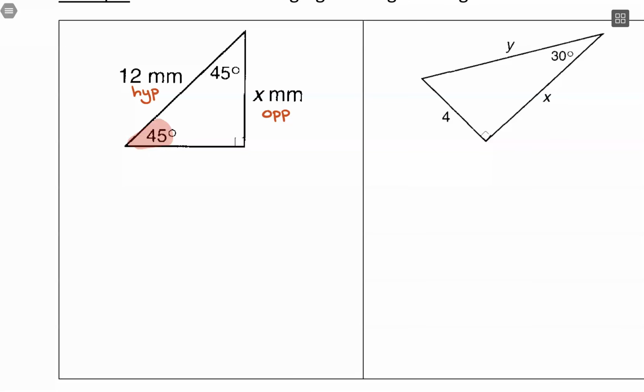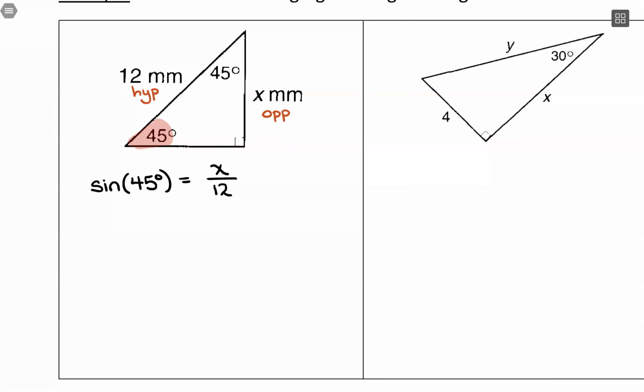So I want to use the trig function that relates opposite and hypotenuse, which is going to be sine. If I take sine of that 45 degree angle, that's going to make a ratio of our opposite side length, which is x, over our hypotenuse, which is 12.